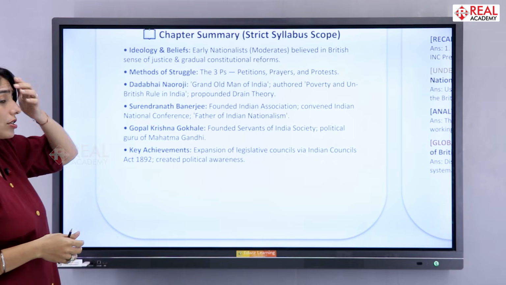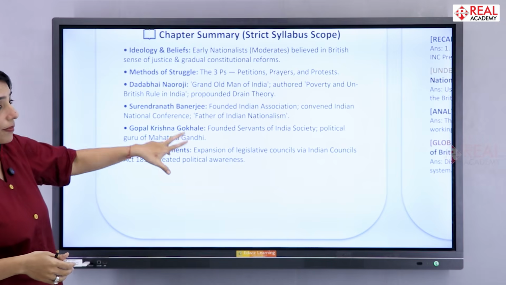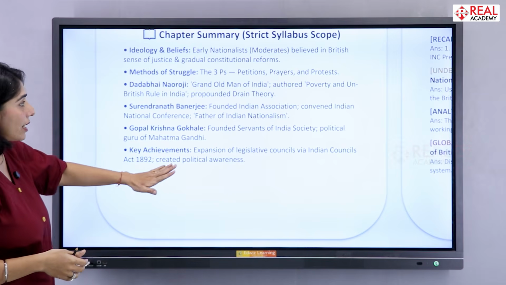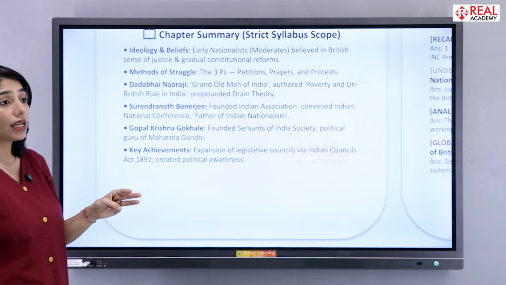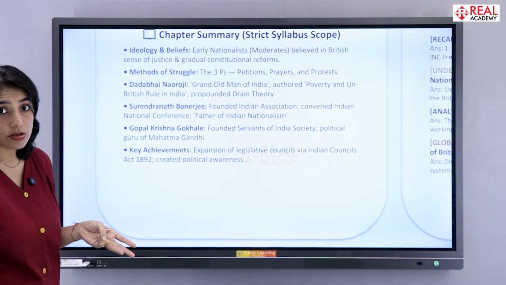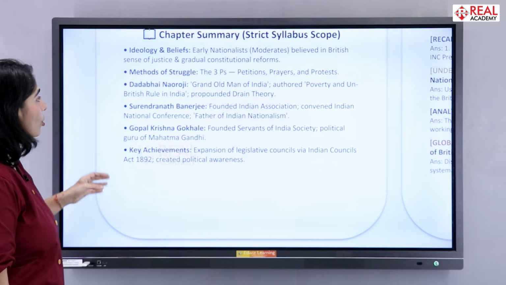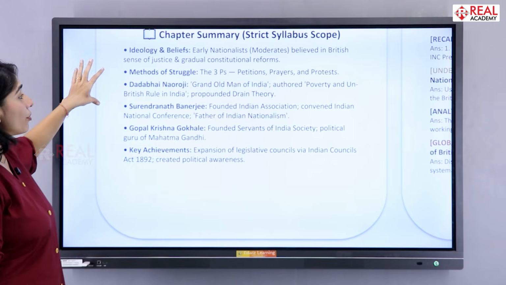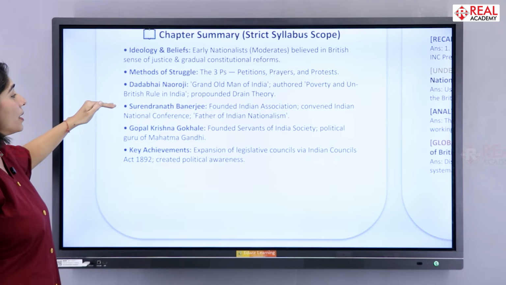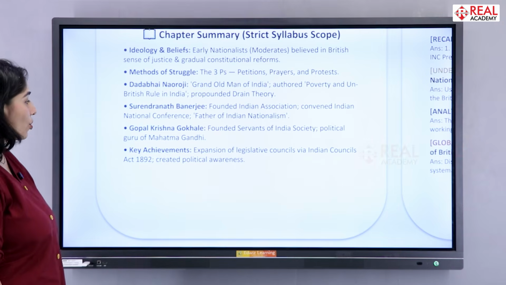Then we talk about the role of Dadabhai Navroji. Then you talk about Surendranath Banerjee, Gopal Krishna Gokhale. So for this particular chapter, there are 3 personalities which are to be known, where you need to know the background and the work of Dadabhai Navroji. Similarly with Surendranath Banerjee and with Gopal Krishna Gokhale.